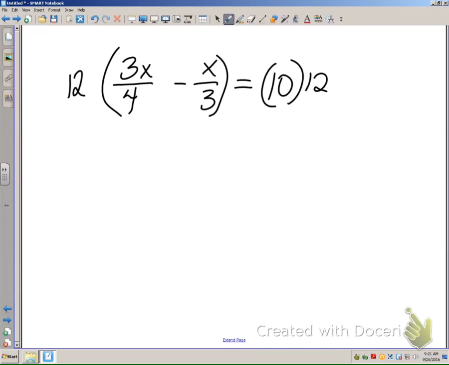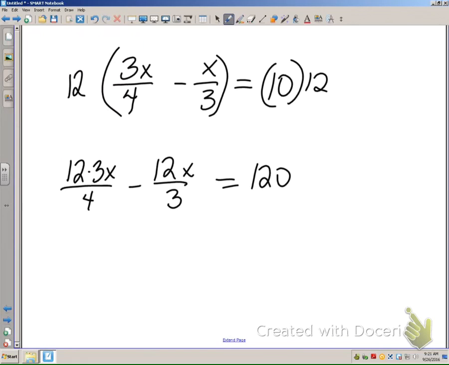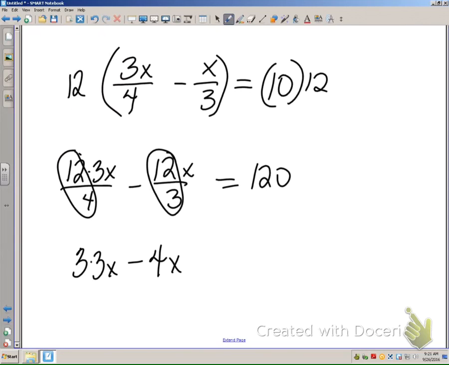So let's see what happens when I do that. I have 12 times 3x over 4 minus 12x over 3 equals 120. Now, the reason I would do this is because 12 over 4 reduces and 12 over 3 reduces. We know that 12 divided by 4 is 3, so I have 3 times 3x minus 12 divided by 3 is 4, so 4x equals 120.